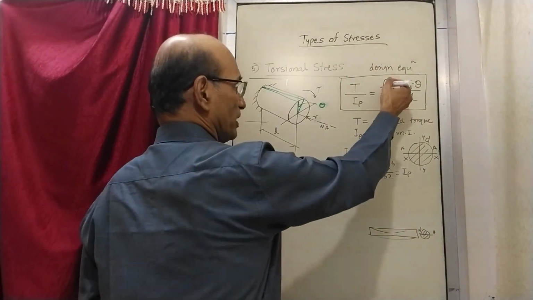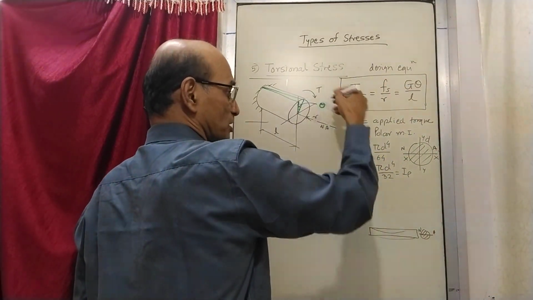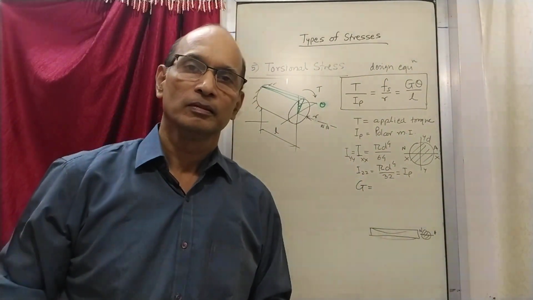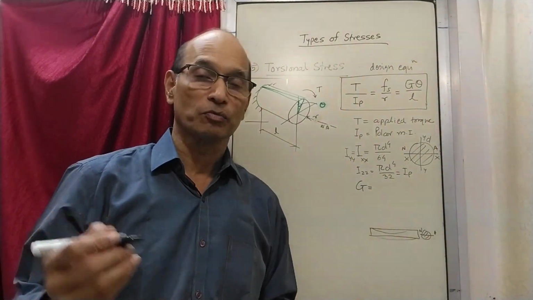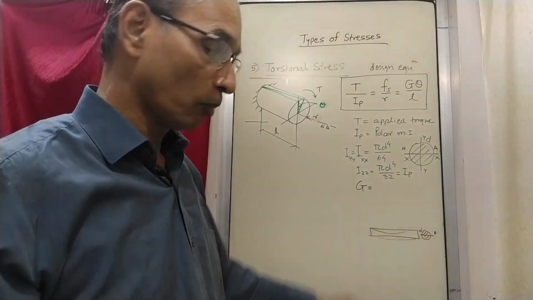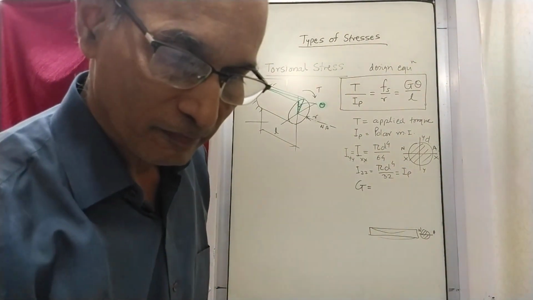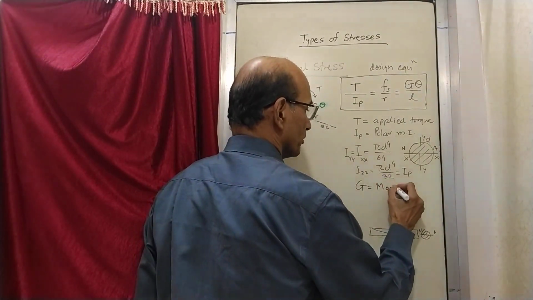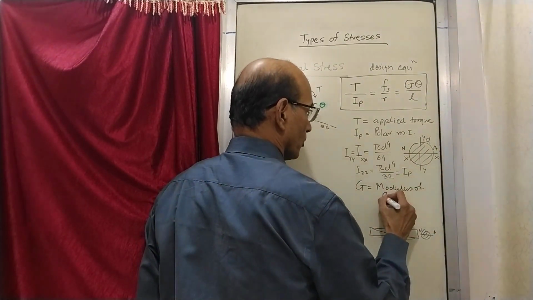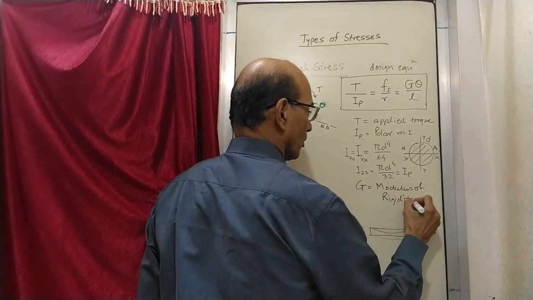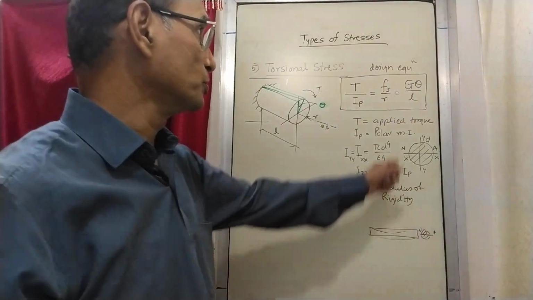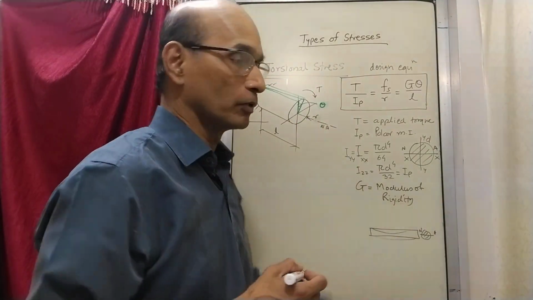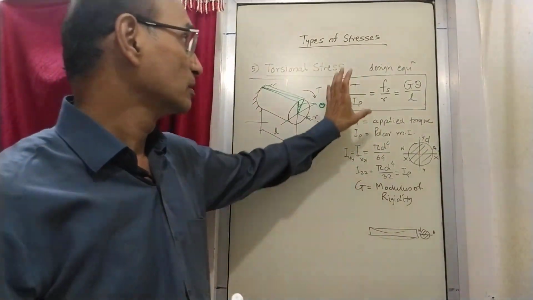Then R is the radius, F shear is the shear stress that is developed, G is the, what is G? E was Young's modulus, so this is the modulus of elasticity. E was the modulus of elasticity, this is the modulus of rigidity. So in place of E now, G has come. Theta is the angle of twist, L is the length of the rod. So this is the meaning of the formula.